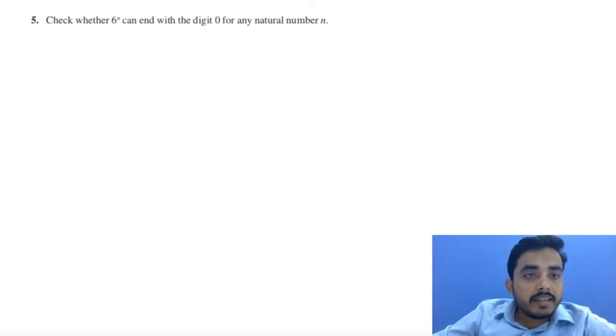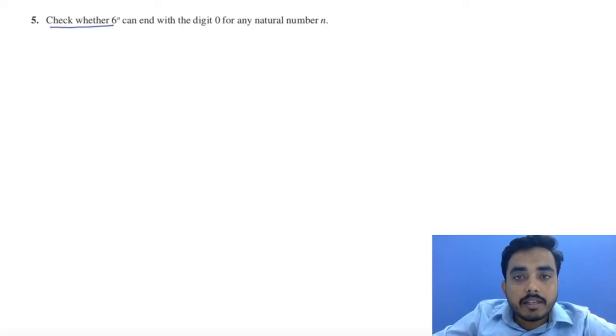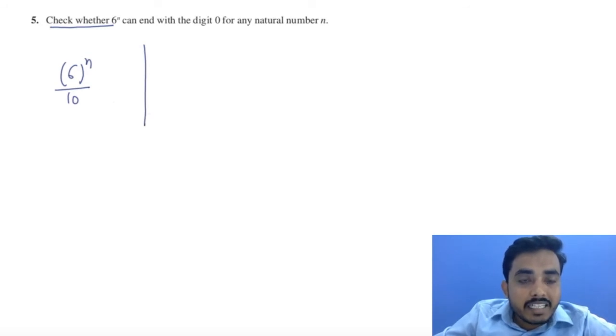So student, here is question number 5 on our screen, in which we need to check whether 6 raised to power n can end with digit 0 for any natural number n. So n की कोई भी वैल्यू हो सकती है. We need to check whether 6 raised to power n is divisible by 10 or not. तो पहले हम चेक करते हैं किसी भी नंबर का 10 से डिविजिबल होने का क्या क्राइटेरिया रहता है.